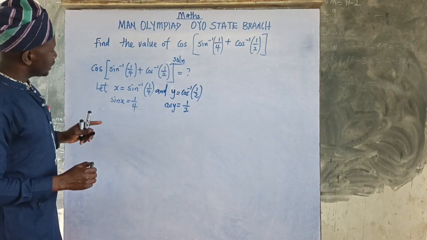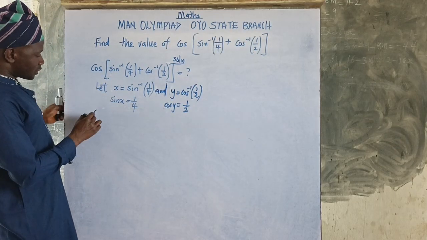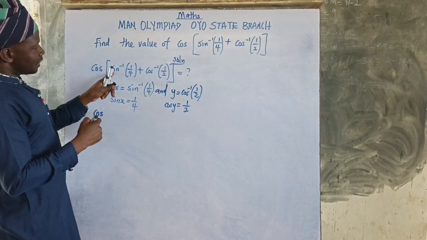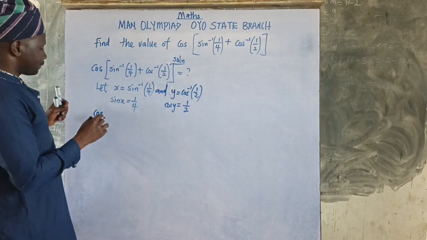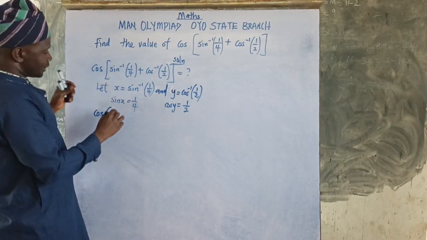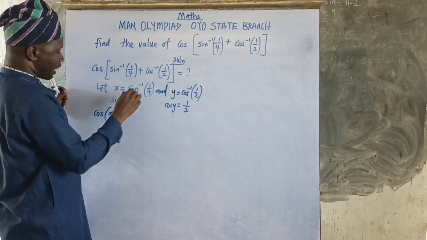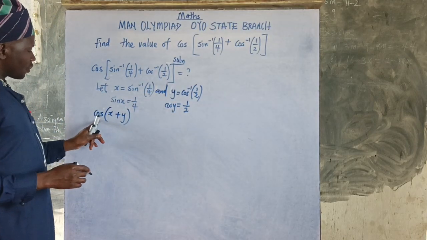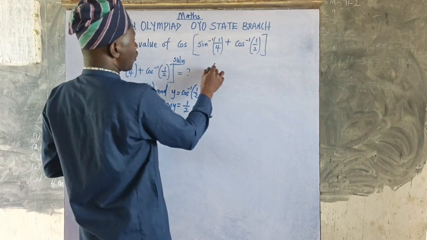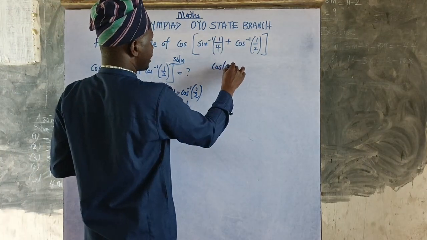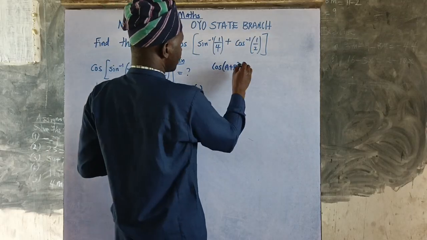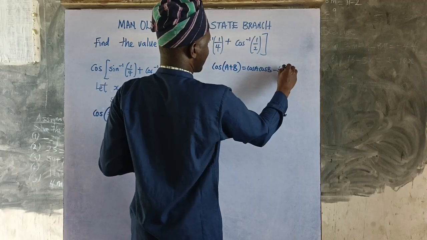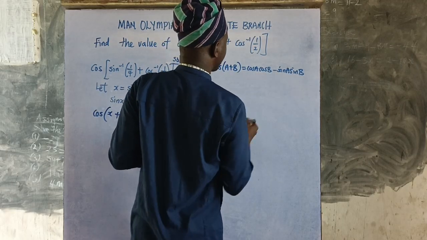Now that implies that cos of this expression that we are given here, we are denoting this by x plus this one by y, and we use the compound angle formula to evaluate this. Cos of x plus y, recall that cos of a plus b, I've made a video on this too, the compound angle, equals cos a cos b minus sine a sine b. We are going to apply this formula there. We call it the compound angle formula.